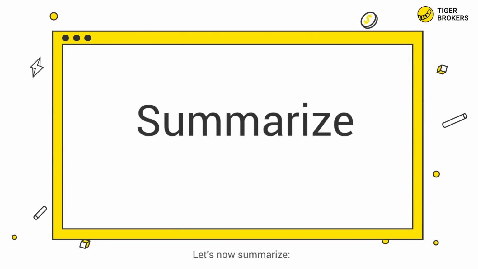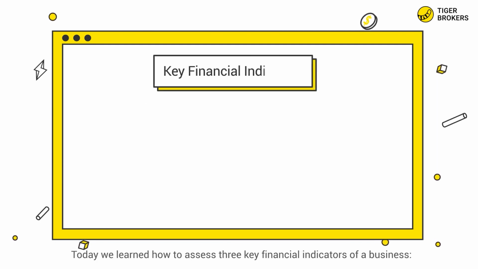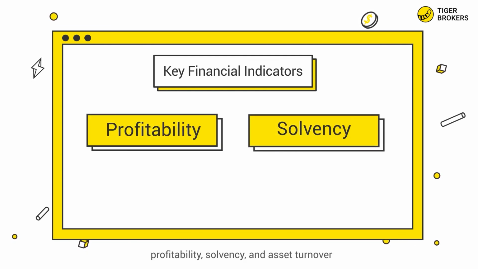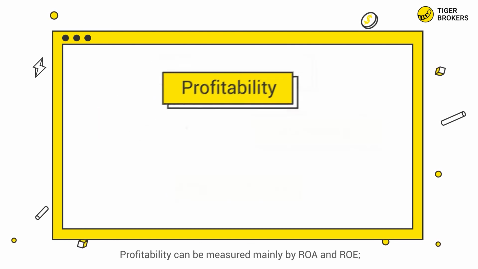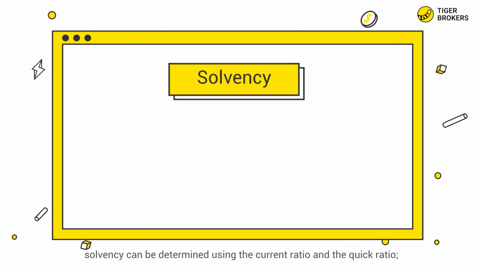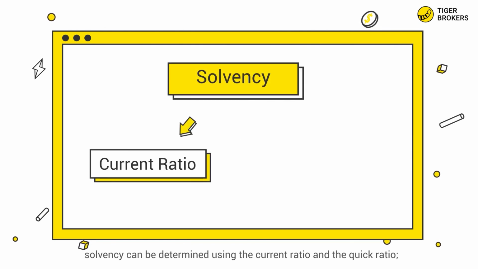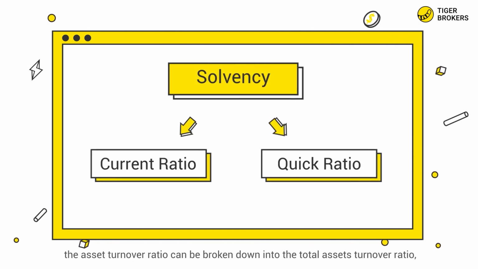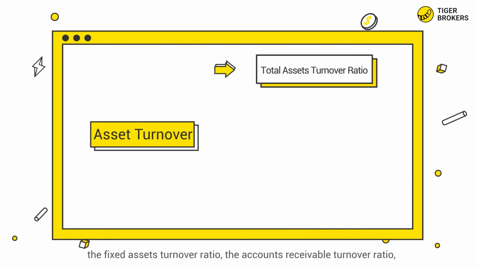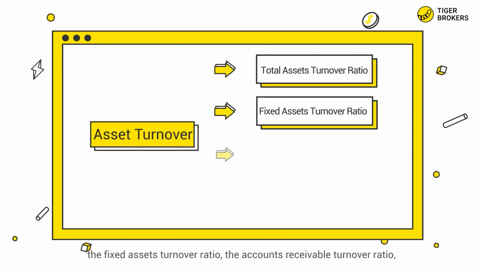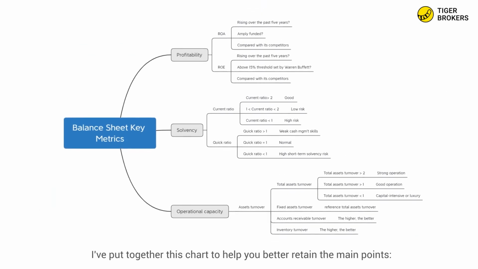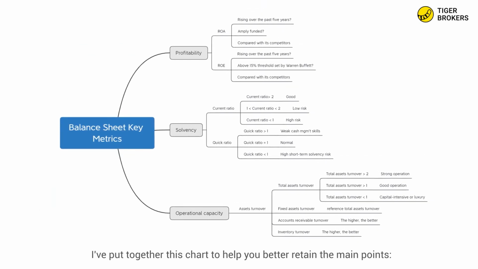Let's now summarize. Today, we learned how to assess 3 key financial indicators of a business: profitability, solvency, and asset turnover. Profitability can be measured mainly by ROA and ROE. Solvency can be determined using the current ratio and the quick ratio. The asset turnover ratio can be broken down into the total assets turnover ratio, the fixed assets turnover ratio, the accounts receivable turnover ratio, and the inventory turnover ratio. I've put together this chart to help you better retain the main points.